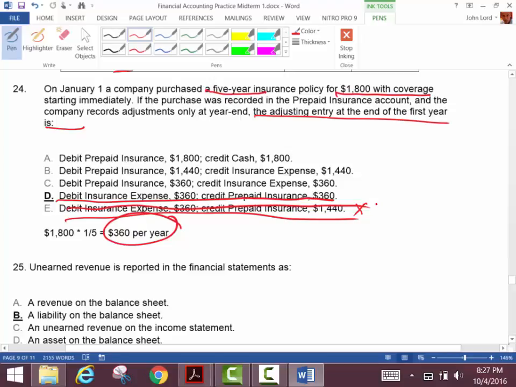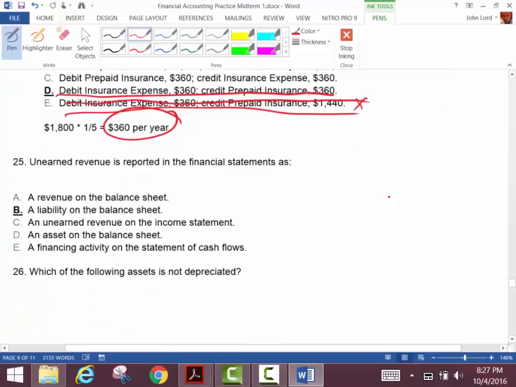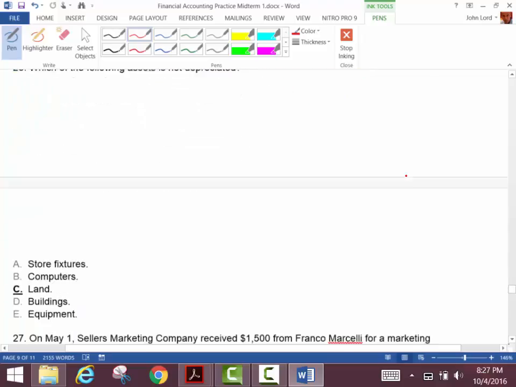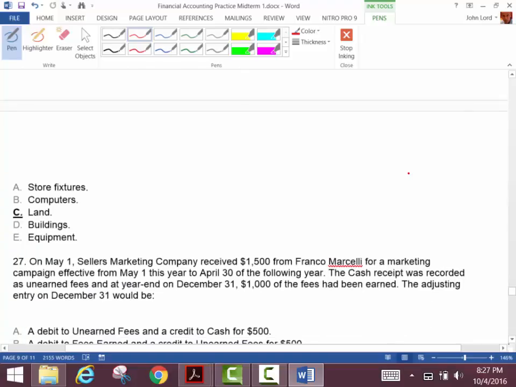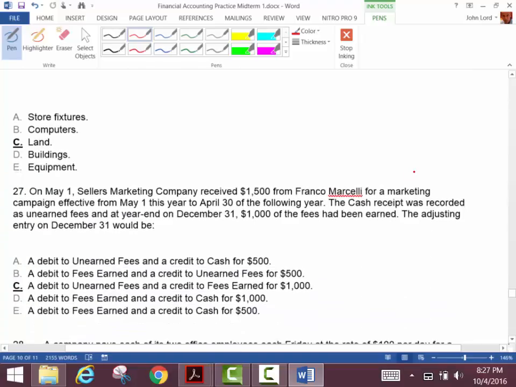Okay, good. Unearned revenue is reported in the financial statements as what? Liability. 26. Which of the following assets is not depreciated? Land. Okay. On May 1st, Sellers Marketing Company received $1,500 from Franco Marchiselli for a marketing campaign effective from May 1st to April 30th of the following year. Cash received was recorded as unearned fees, and at the end of the year, December 31st, $1,000 of the fees were earned.